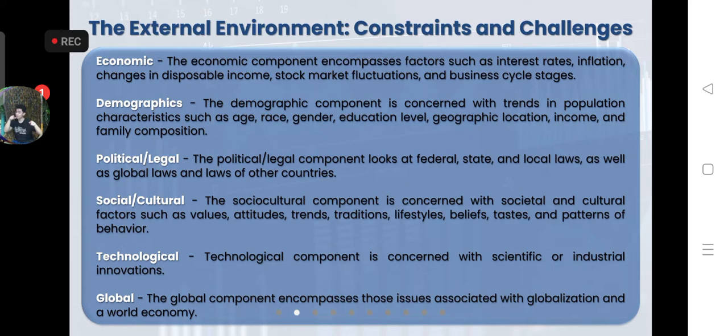And lastly, the global component encompasses those issues associated with globalization and our world economy. So the international environment, for now, we live in a connected world. And so what's happening on a global scale has a direct effect on the success of managers in running an organization, despite the manager's experience and skill set. So in this case, the global component is somewhat related to the economic component, since it focuses on the global economy.